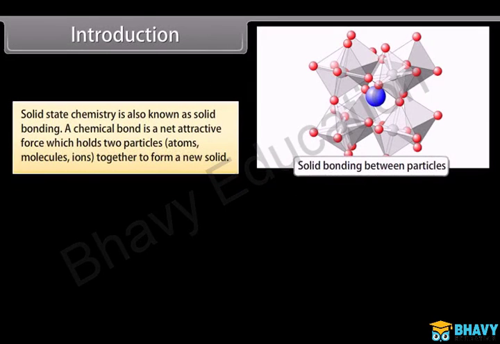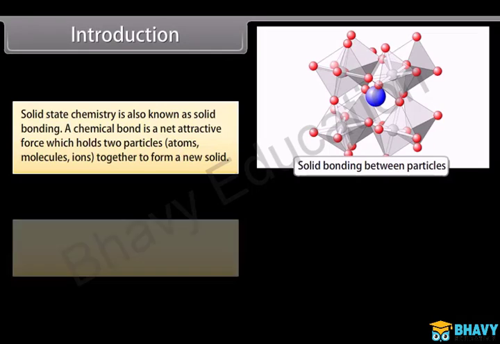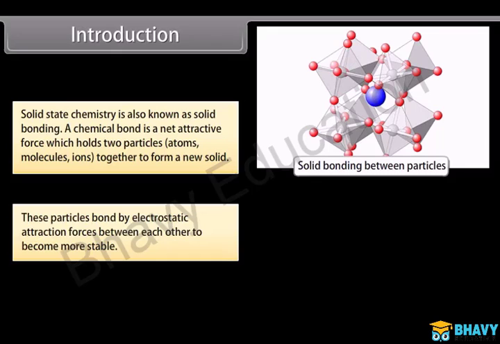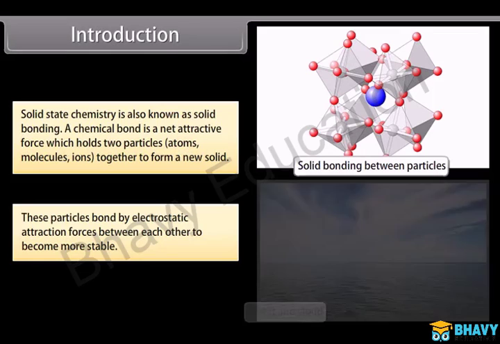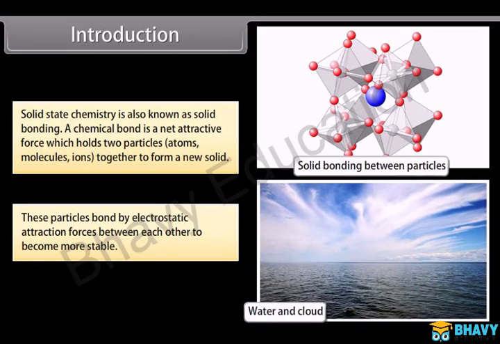Solid-state chemistry is also known as solid bonding. A chemical bond is a net attractive force which holds two particles, atoms, molecules, ions together to form a new solid. These particles bond by electrostatic attraction forces between each other to become more stable. Think about it. If you're not solid, you will be nothing, not even water or cloud, thanks to solid bonding.